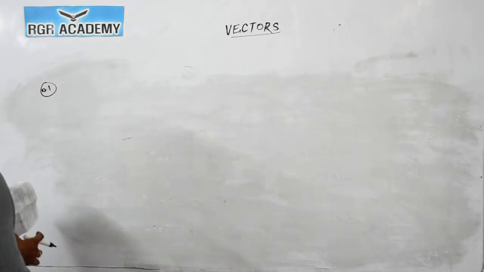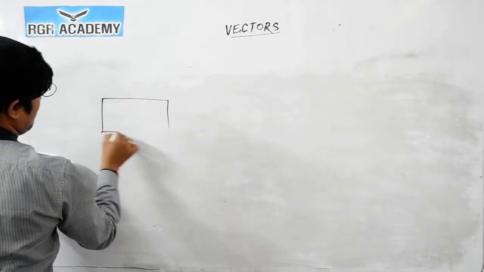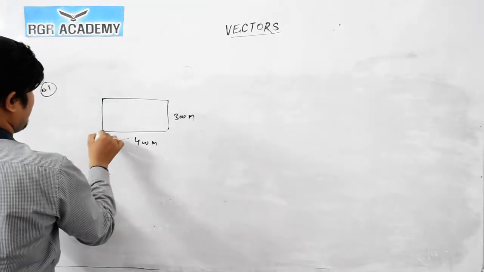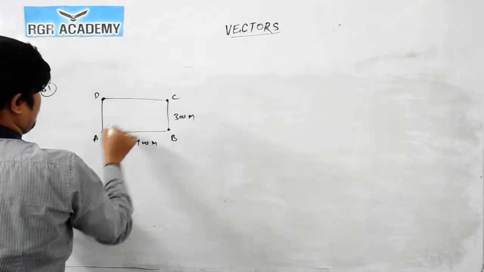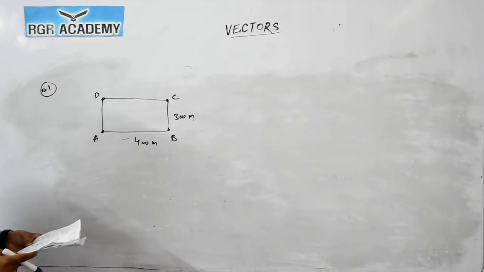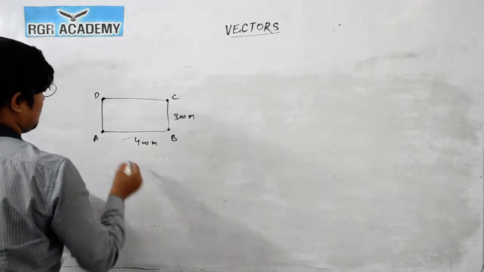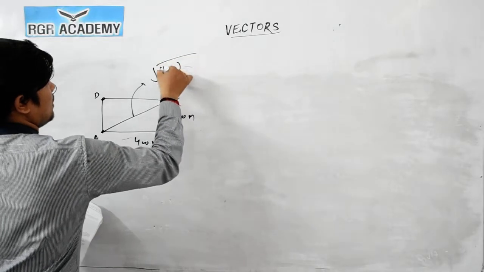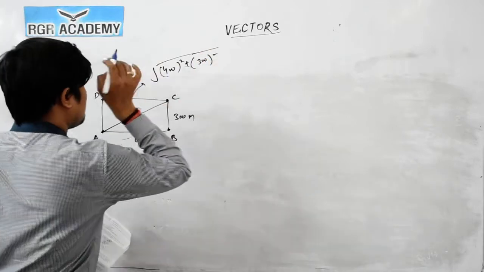So the rectangular park: consider this side 400 meters and this one 300 meters. From this point to the diagonally opposite point C, from A to C the person is walking. First of all, the displacement will be this. The length of this will be the square root of 400 square plus 300 square.